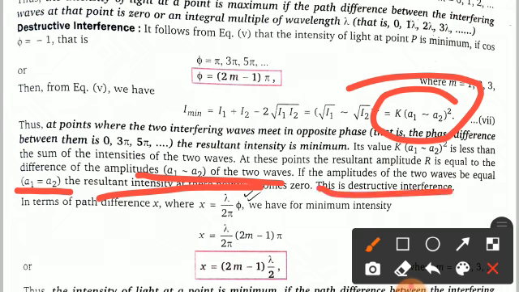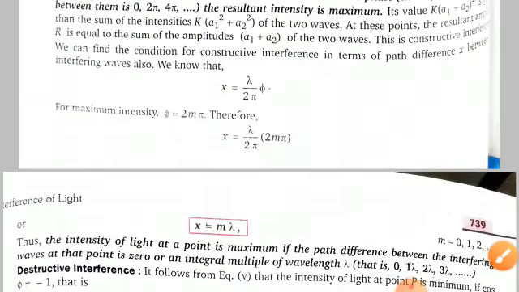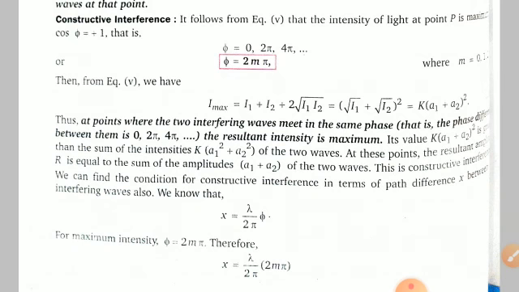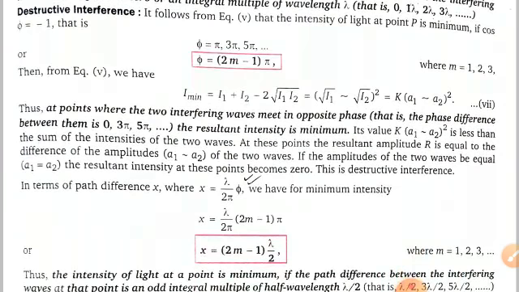Fine. And what happens with the constructive interference? Here you can see in the constructive, or maximum intensity, the resultant is in the same phase, that is, the two interfering waves are in the same phase, then we get the maximum intensity. I hope it is clear for you.